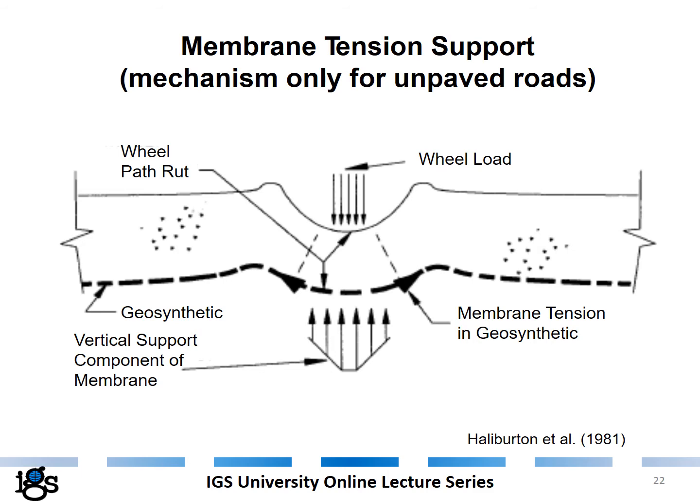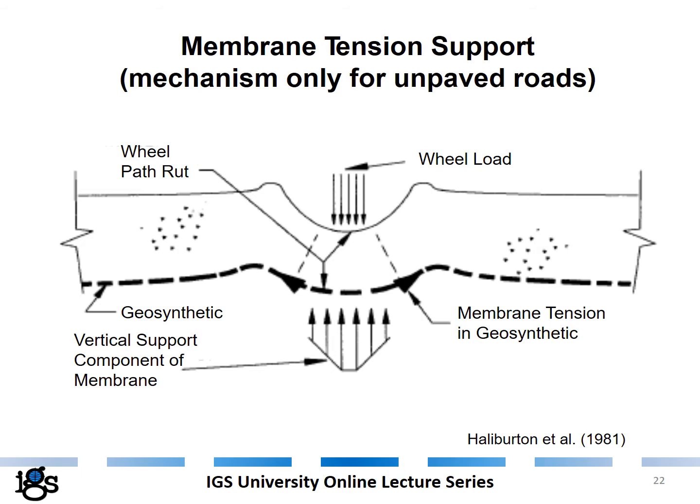The improvement brought by the reinforcement can be explained by the membrane tension support mechanism, and this mechanism is only valid for unpaved roads. The wheel causes a deformation on the surface, which is followed by the geosynthetic. So the vertical components of these tensile forces provides a support to the vertical wheel load.